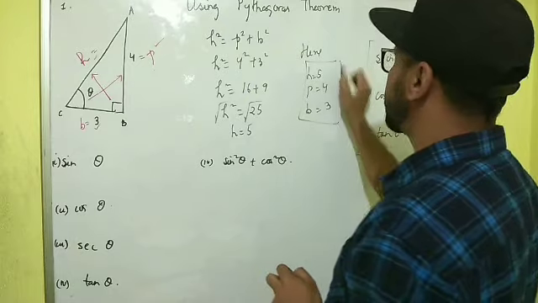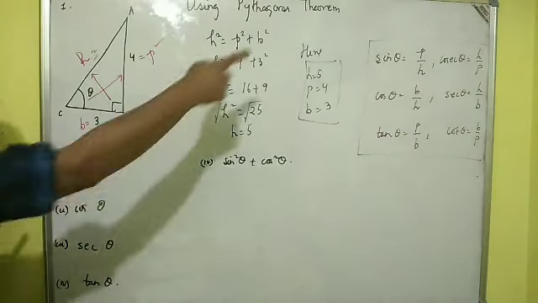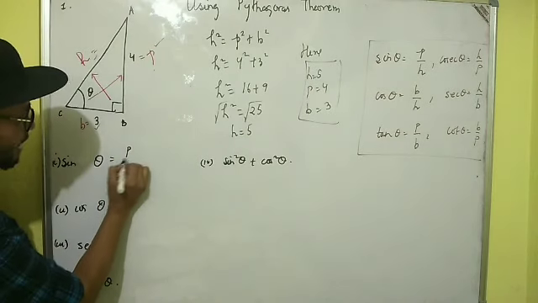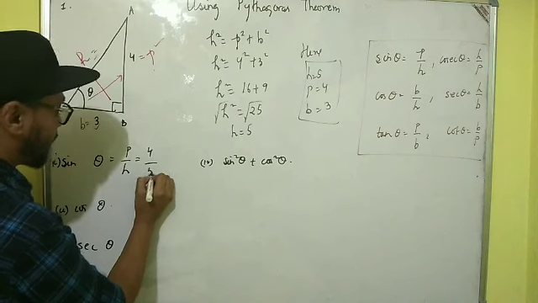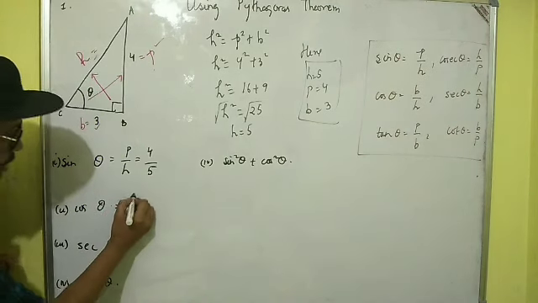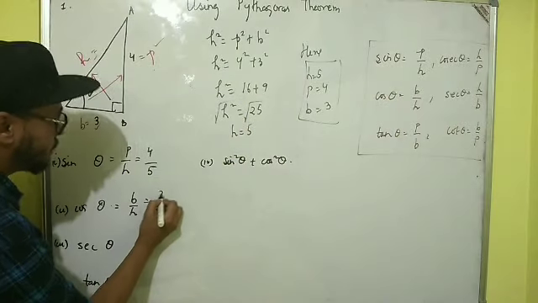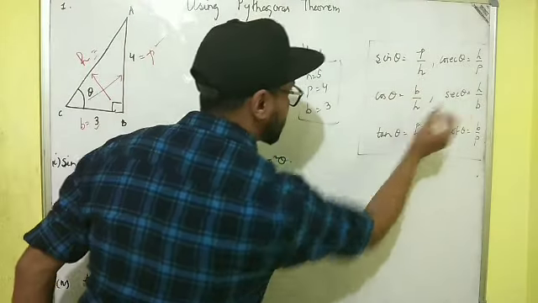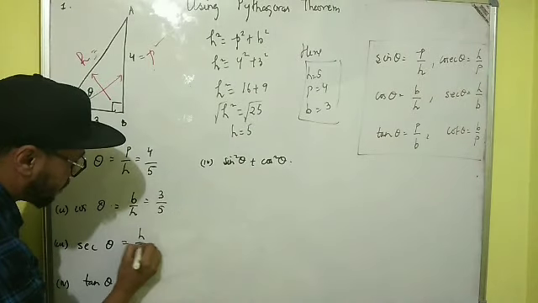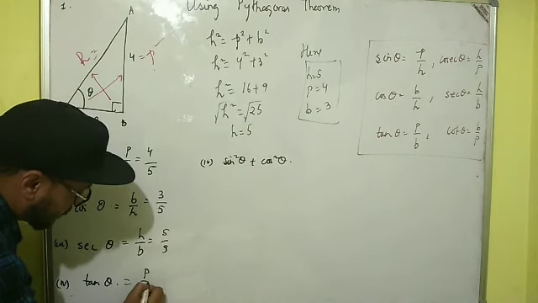Now we'll use this relation to find these. What is sine theta? Some people have: p is 4 and h is 5. Similarly, cos theta, curly brown hair: b is 3 and h is 5. Now sec is the reciprocal of cos, which is h by b, which is 5 by 3. Tan, permanently black.